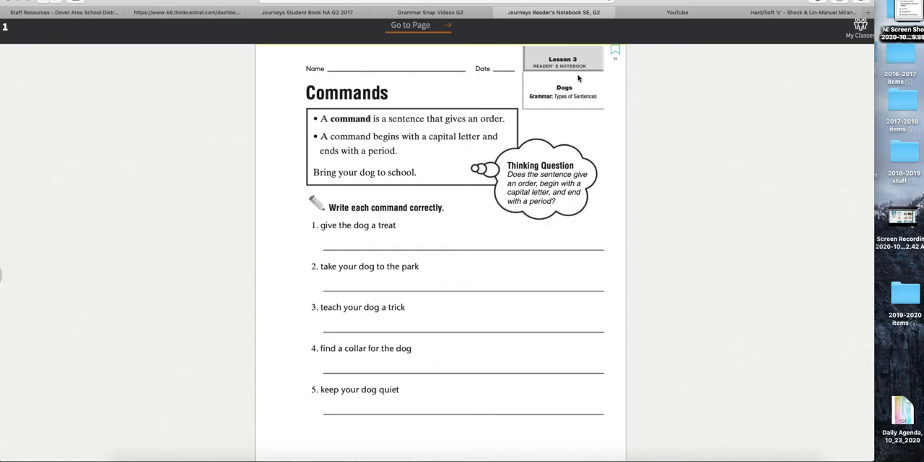Take your dog to the park. What's wrong in that sentence? What do I need to fix in that sentence? Valerie, what do I need to fix? You need a capital T. I need a capital T at the beginning on take, and then I also need to do what? Zayden? Add a period. Add a period to the end. Very good. Take your dog to the park.